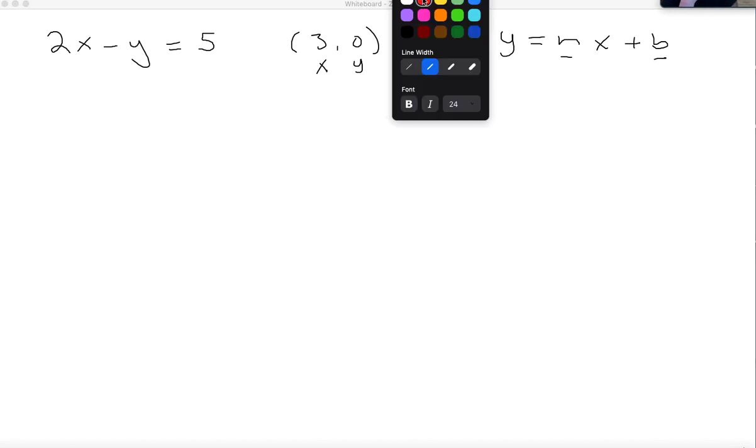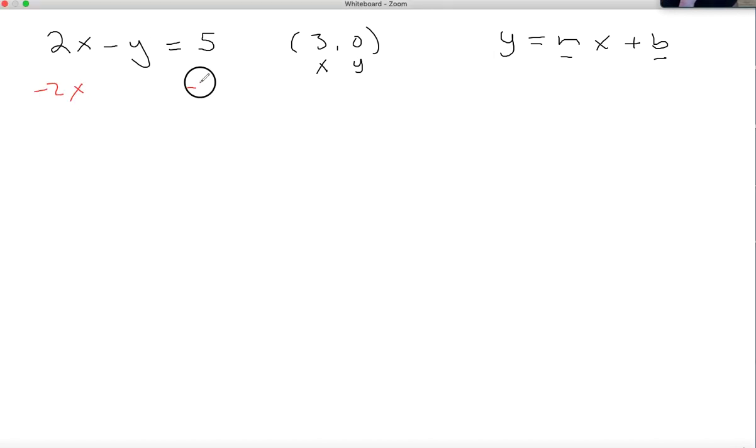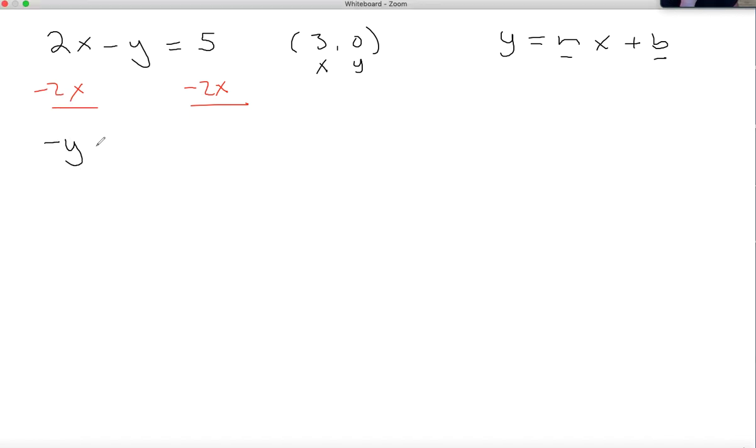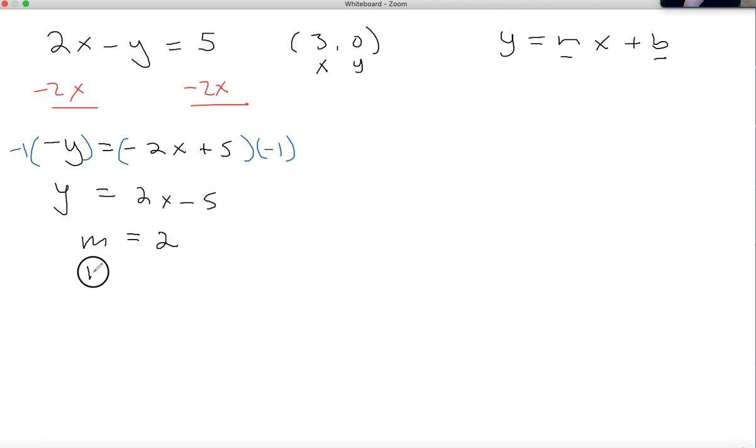So over here, let's go ahead and subtract that 2x over. And that's going to be negative y equals negative 2x plus 5. And then I will multiply both sides by negative 1 to clear that negative sign on the y, because I need it to be positive y. So positive y equals negative times negative, make that 2x, and then minus 5. The minus 5 doesn't matter. The only information that's useful there is that this is 2, and so that means that my slope that is parallel to this is also 2.